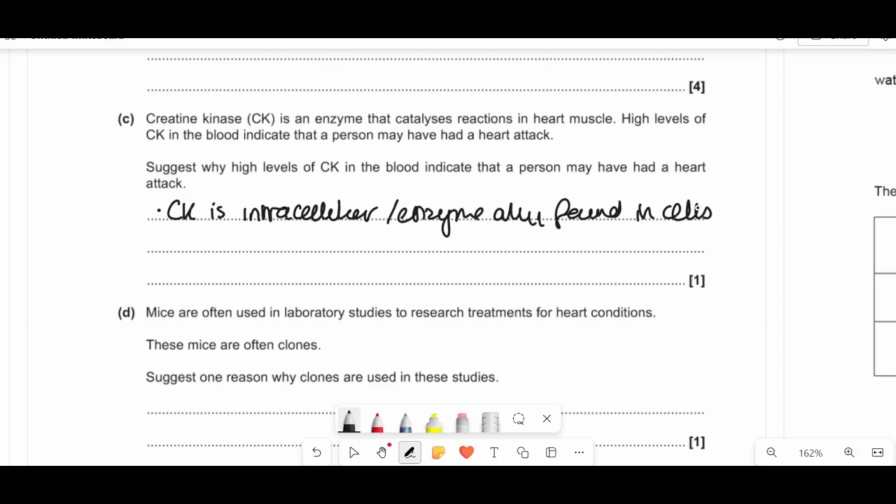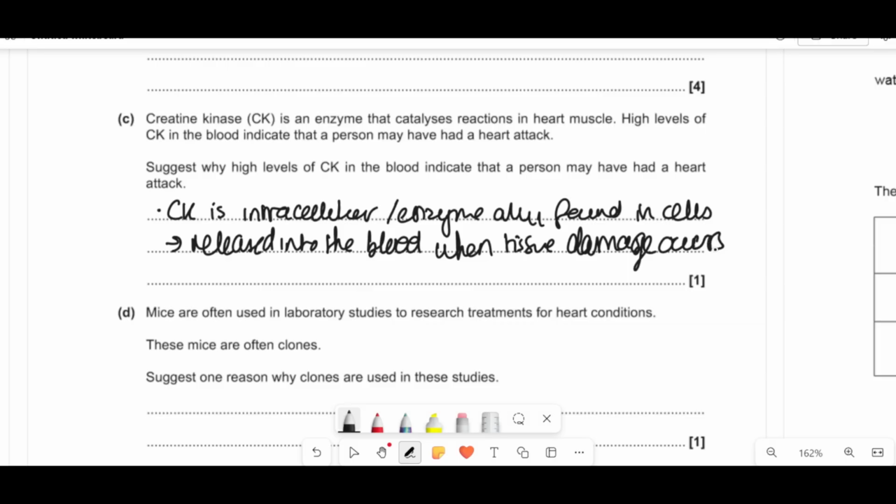Therefore, if it's in the blood, it means that tissues must have been damaged. It's released into the blood when tissue damage occurs. And this is something we can measure in people with heart attacks. It's CKMB, or another one we measure is troponin as well, cardiac troponin.